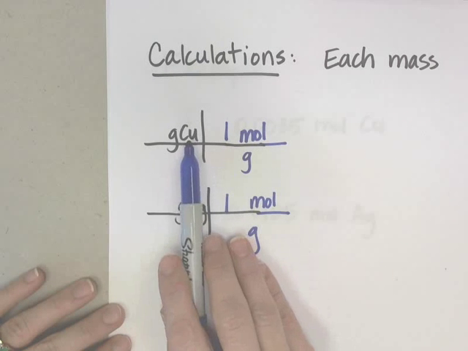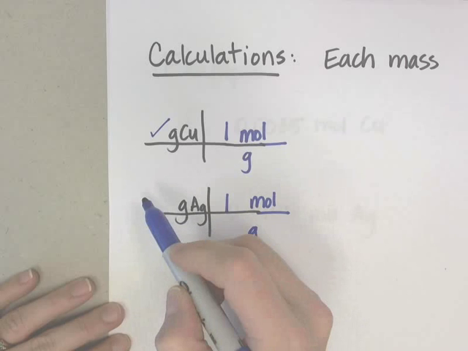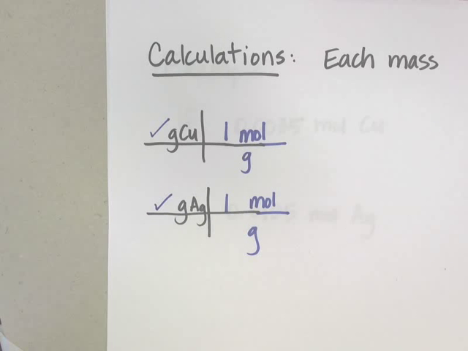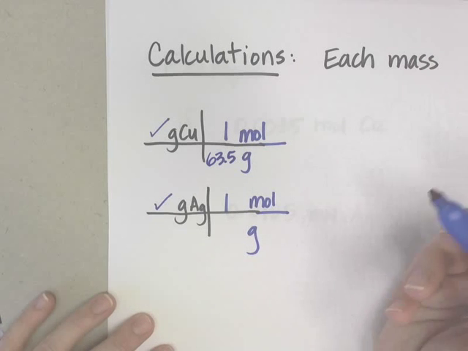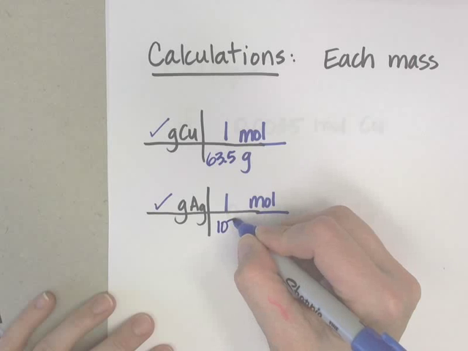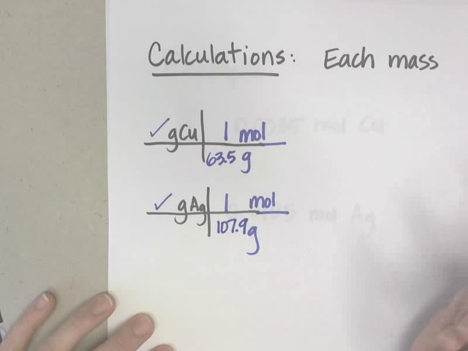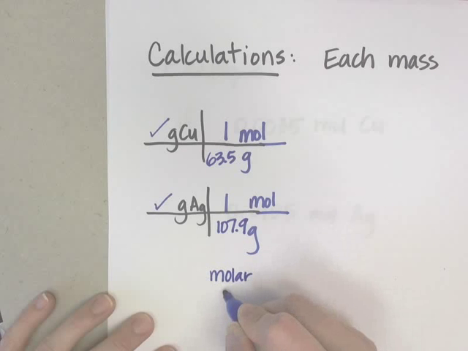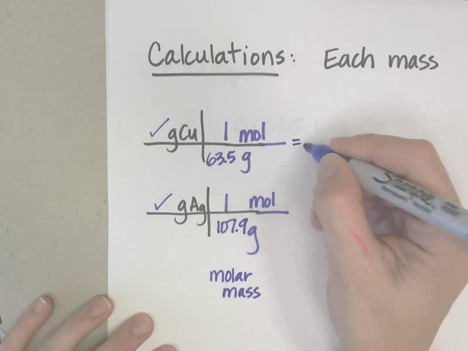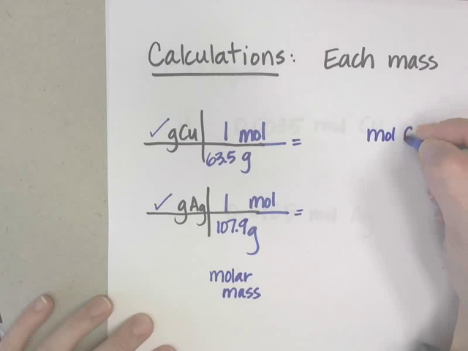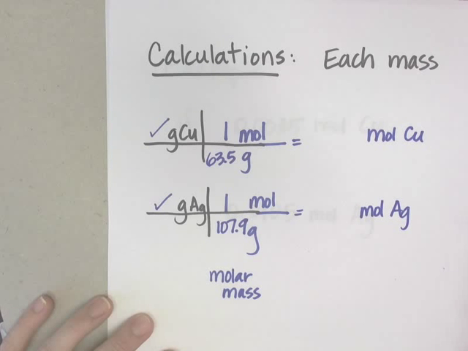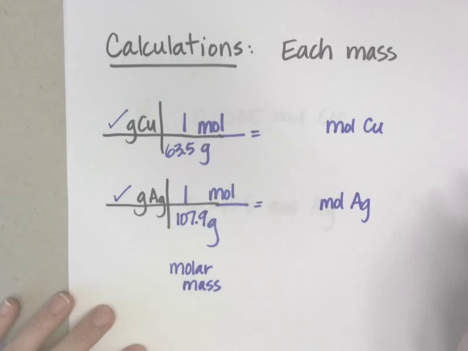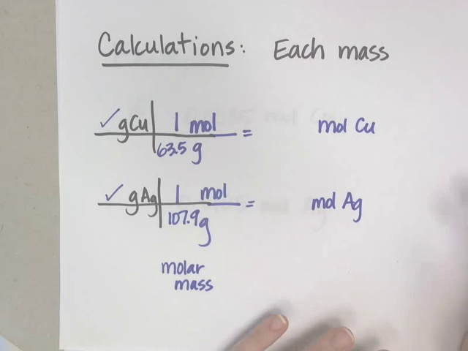Each of those masses, the mass of copper, which you're going to know, and the mass of silver, which you will also know, each of those needs to be converted to moles. So we know that 1 mole of copper is about 63.5 grams, and we know that 1 mole of silver is about 107.9 grams. So we're using here the molar mass that we're learning about to do those conversions. So this will tell me how many moles of copper I reacted, and this will tell me how many moles of silver I produced.